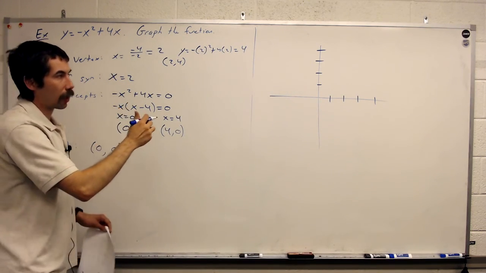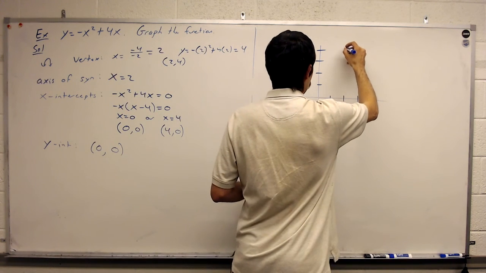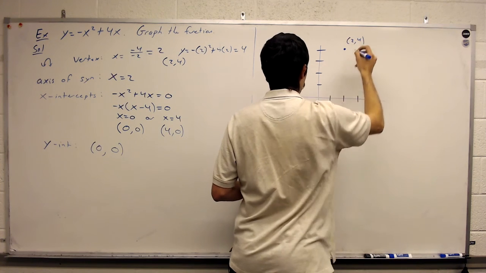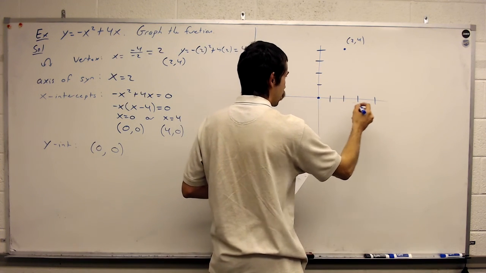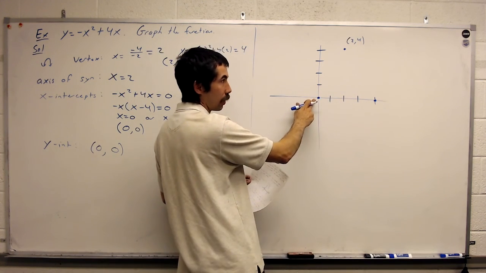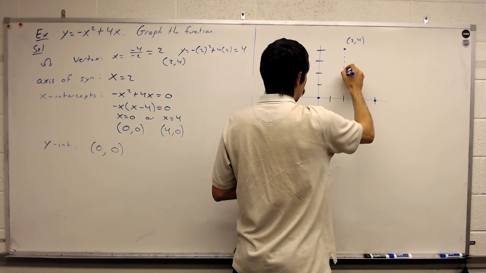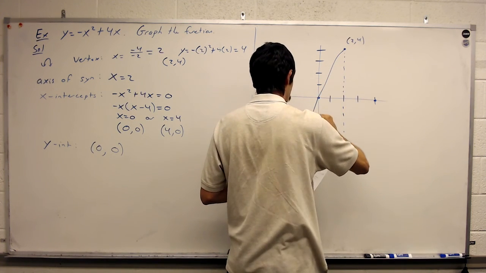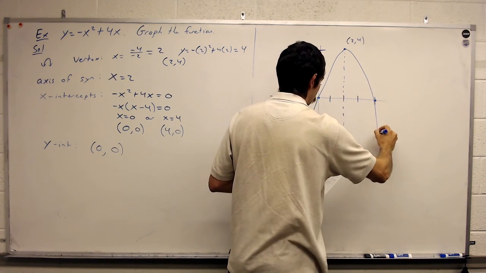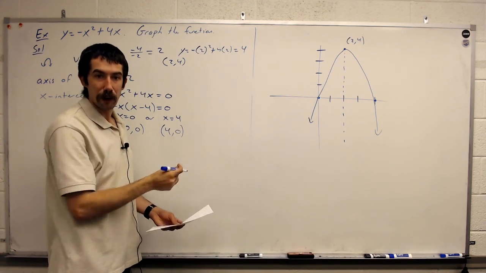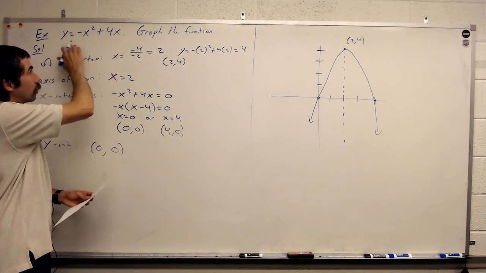Let's plot our vertex. Our x-intercepts. And our y-intercept, which is already the origin. And let's just mark in our axis of symmetry. And we're good to go. So that's the graph of this function here.